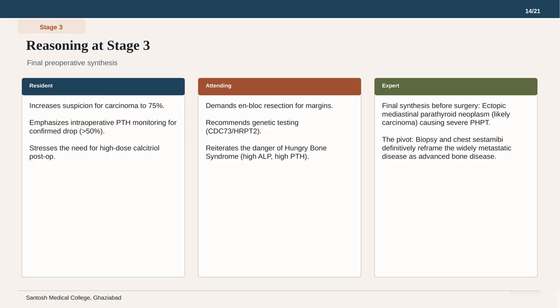They also reiterate the severe danger of hungry bone syndrome due to the high alkaline phosphatase and parathyroid hormone levels. The expert concludes that the biopsy and chest imaging have definitely reframed what looked like widely metastatic disease as advanced metabolic bone disease. This final synthesis provides a clear roadmap for the surgical team to follow. Now, let's move to stage 4 to see the actual surgical outcome and the pathology results.